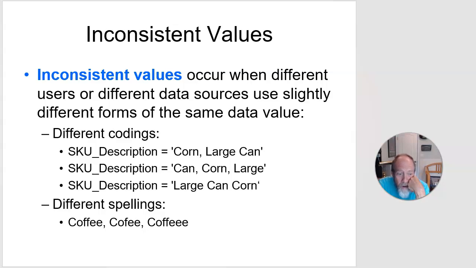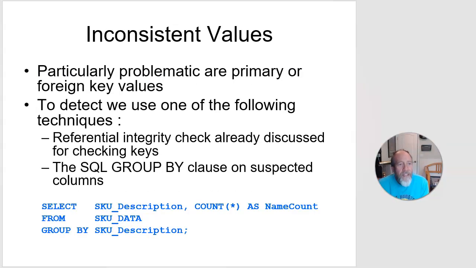Now you've got to do where item equals coffee, spelled each of the 3 ways. And you've got to say or coffee or coffee. Or you fix it. And there's easy ways to fix it if you know that these inconsistencies occur. Here's the fun: finding those inconsistencies and making the decision, is it truly an inconsistency, or is corn, a large can, different from a large can corn? Those are things that data people do.